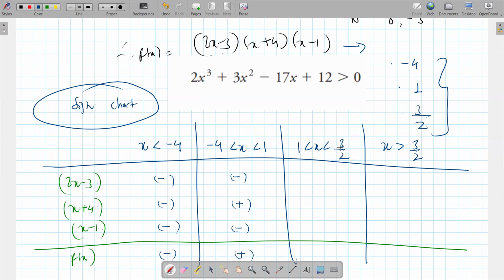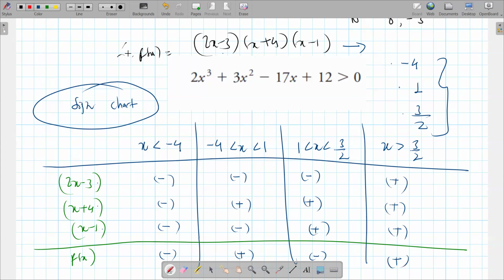Between 1 and 1.5, this is very tricky. I'm going to plug in a 1.2. You may even need a calculator for this. So 2 times 1.2 minus 3, I got a negative number for the first one. For the second one, I get a positive. 1.2 minus 1 is a positive, so the entire thing is going to be negative. And for the last section, x is greater than 3 over 2. I'm going to plug in 1,000. So 2 times 1,000 minus 3 is a positive. Positive, positive. The entire thing is positive.